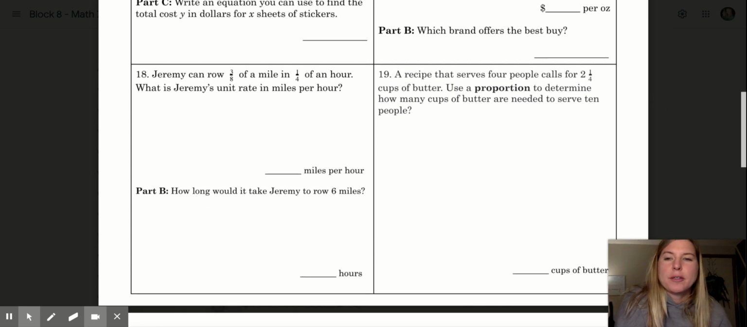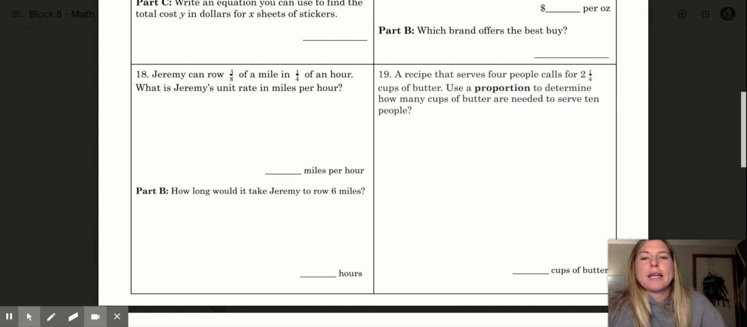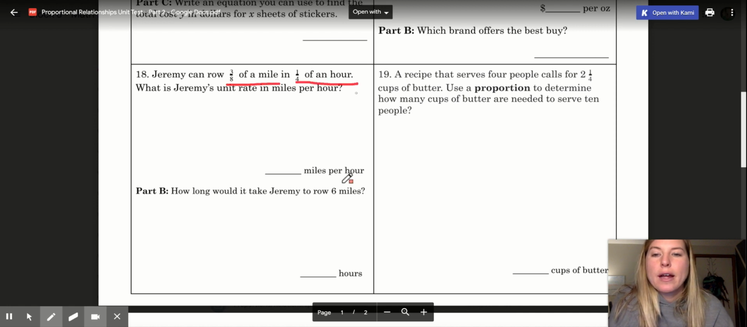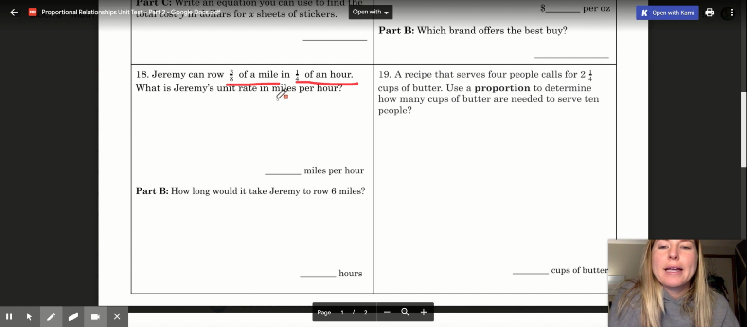Okay, question number 18. Jeremy can row 3/8 of a mile. He's rowing 3/8 of a mile in a quarter or 1/4 of an hour. What is Jeremy's unit rate in miles per hour? So they want miles on top, miles over hours. So you're going to put those using division in your calculator and write it down here.